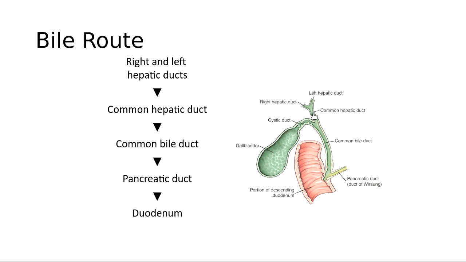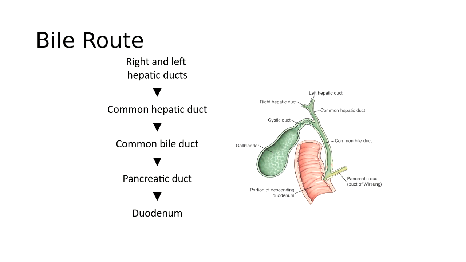From that point, if the bile is needed right away, it will continue down through the common bile duct and dump into the descending duodenum. If bile is not needed when it's made, it'll come down the common hepatic duct, go through the cystic duct, and be stored in the gallbladder to be used later. They do mention the pancreatic duct, and this also aids in digestion. This comes from the pancreas, and that's where enzymes are released, and both enzymes and bile get dumped into the descending portion of the duodenum to aid in digestion.